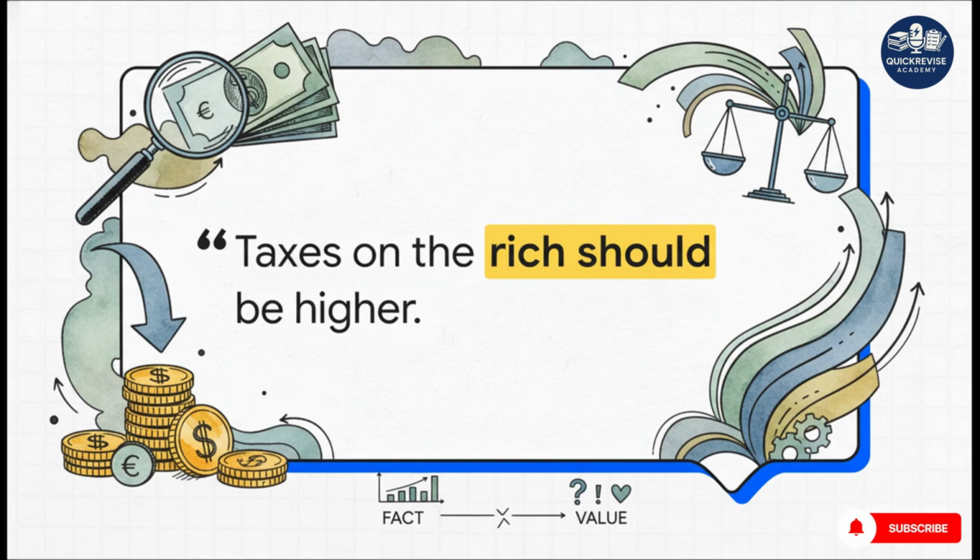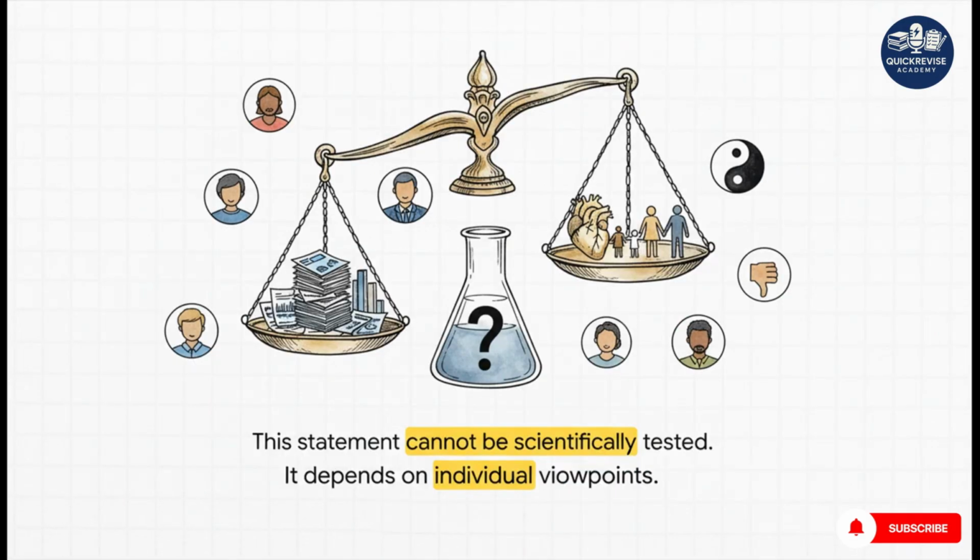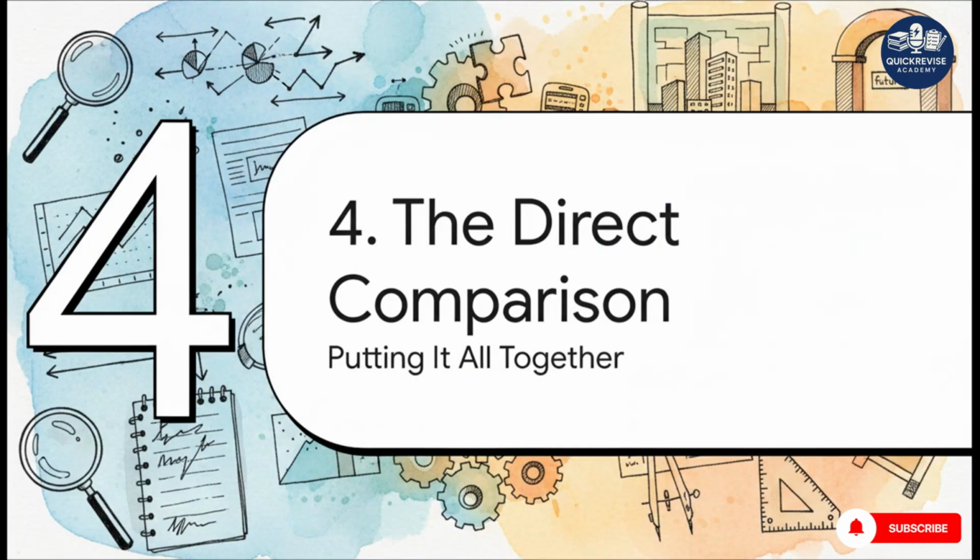This statement isn't describing a fact. It's pushing for a policy based on a value judgment about fairness or equality. And unlike the detective's claim, you can't prove this one right or wrong with data alone. I mean, whether you agree or disagree depends entirely on your personal viewpoints, on your ethical framework. There's just no scientific test for the word should. Okay, so we've met our detective and our architect. Now it's time to put them right next to each other to really make this distinction stick.